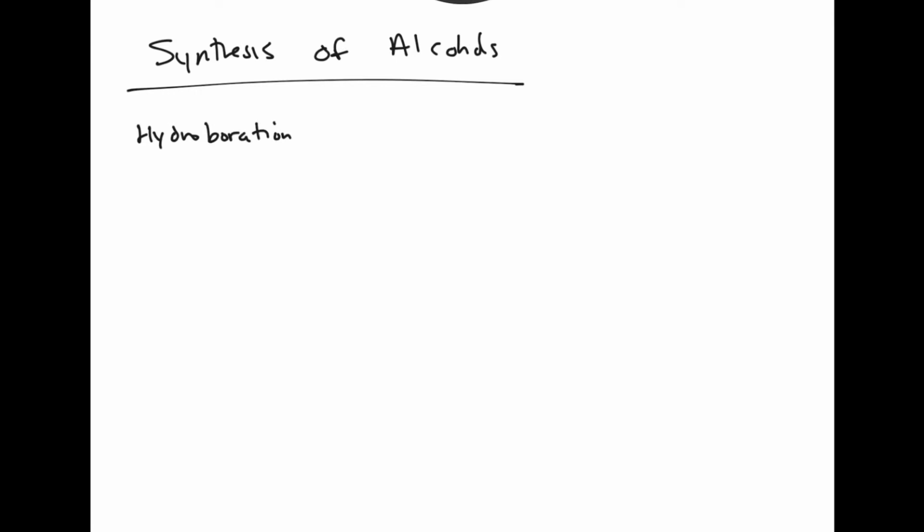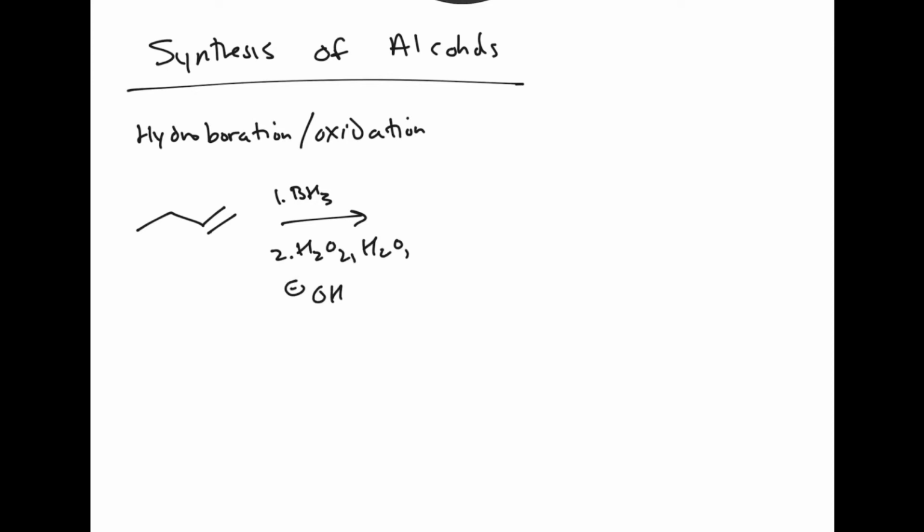So there's hydroboration/oxidation. Here, you add BH3, then hydrogen peroxide, water, and hydroxide. And this will put an alcohol on the least substituted carbon of your double bond. Right, so this is the special one because every other thing that we do puts the alcohol on the most substituted carbon. So hydroboration puts the alcohol on the least substituted carbon. Then we have oxymercuration.